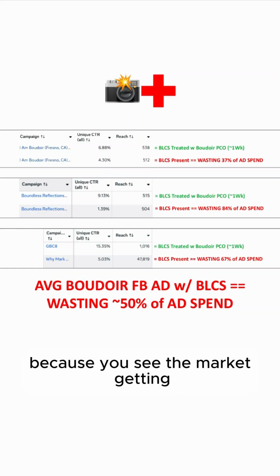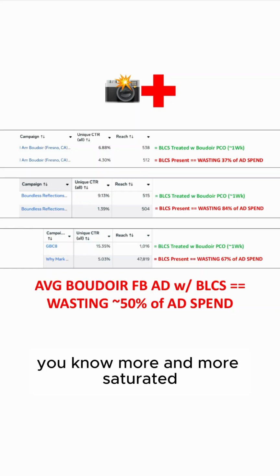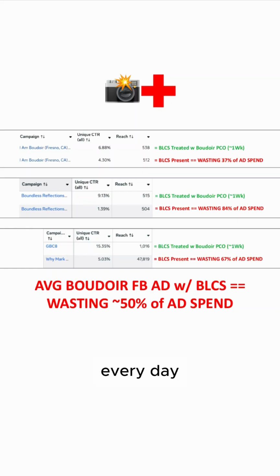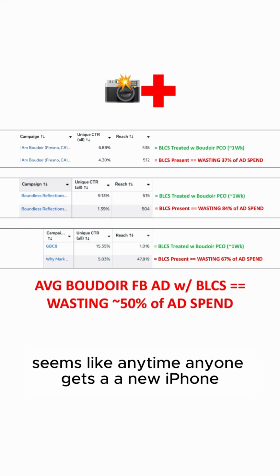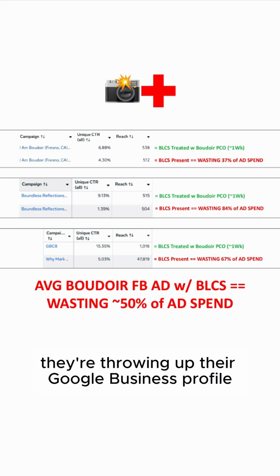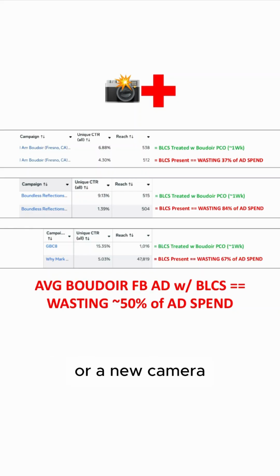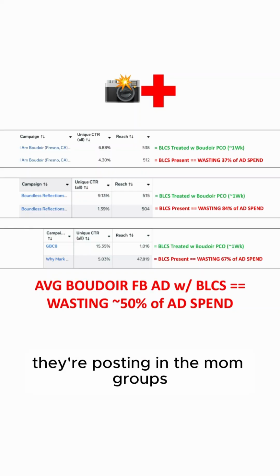because you see the market getting more and more saturated, more boudoir photographers every day. It seems like anytime anyone gets a new iPhone or a new camera, they're throwing up their Google business profile. They're posting in the mom groups.